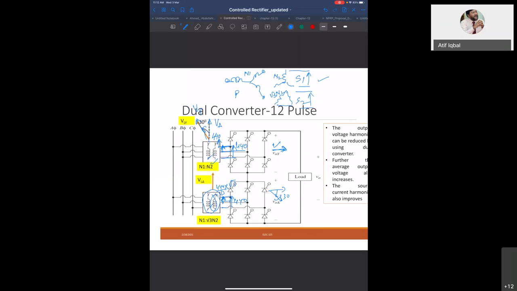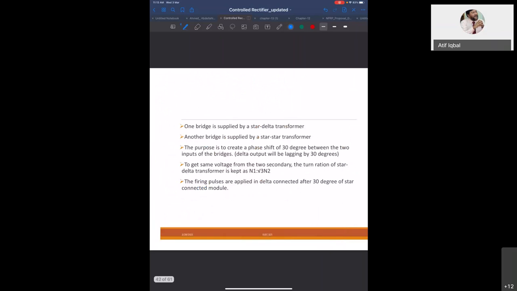The other possibility is that you have two separate three-phase transformers, but one is star, another is star delta, and you connect the two in series like this, okay? So one bridge is supplied by a star delta transformer. Another bridge is supplied by a star transformer. The purpose is to create a phase shift of 30 degrees between the two inputs of the bridges.